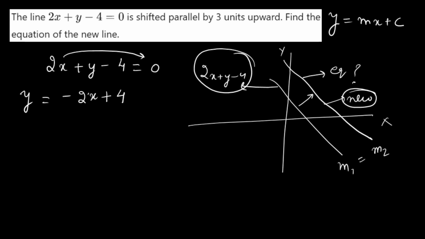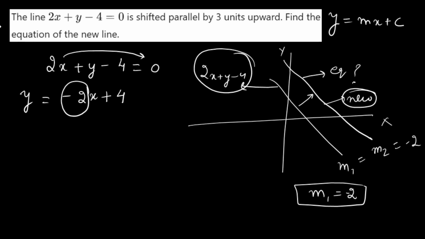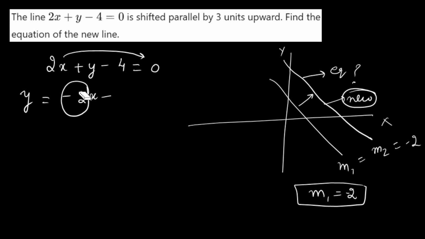The coefficient of x is the slope. So what is the coefficient of x here? The coefficient of x here is minus 2. So m1, which is the slope of the first line, the given line, is equal to minus 2. Because both the lines are parallel, m2 is also equal to minus 2. So one part of the question is done. We have found the slope of the line because we know the slopes of parallel lines are the same.